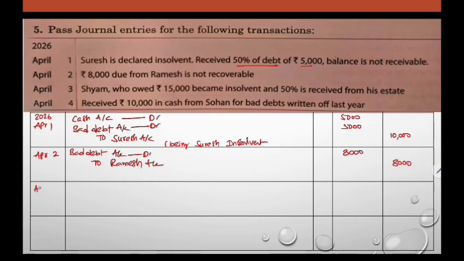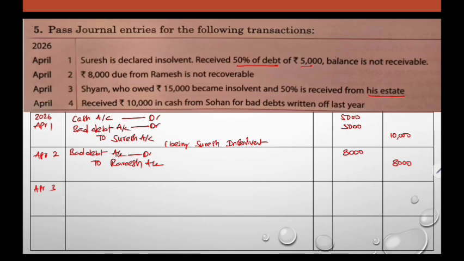Next, April 3rd transaction. Sham, who owed 15,000, became insolvent and 50% is received from his estate. His estate means his properties. Out of 15,000, 50% only we received, means 7,500 we received in cash. So the remaining 7,500 is irrecoverable, which is called bad debts.